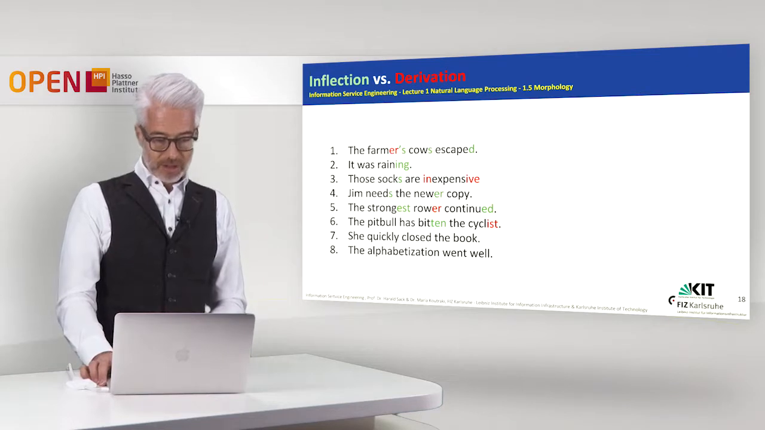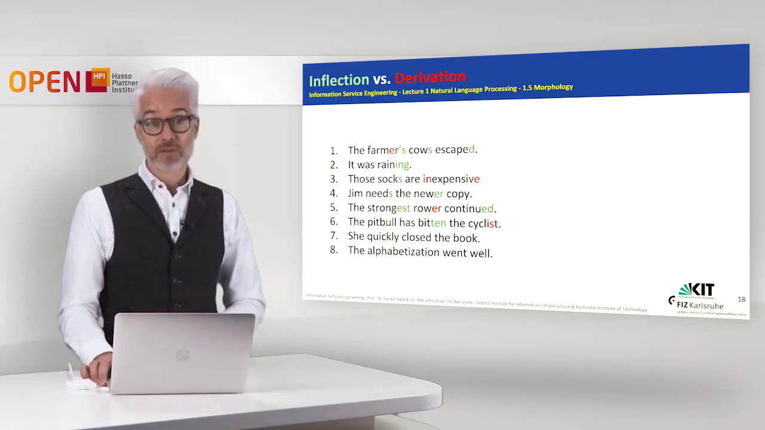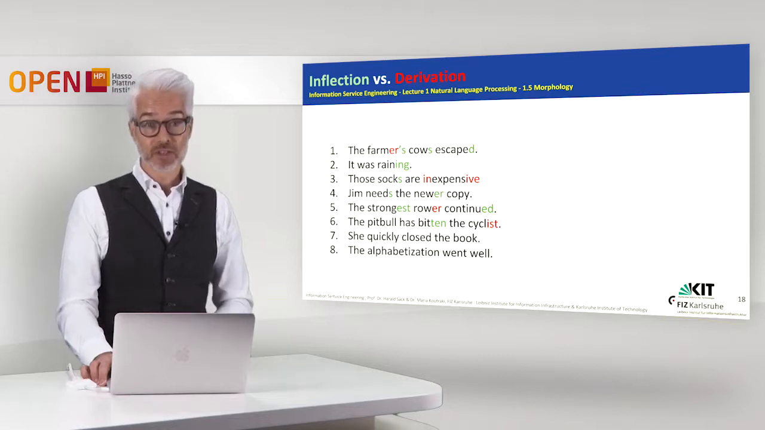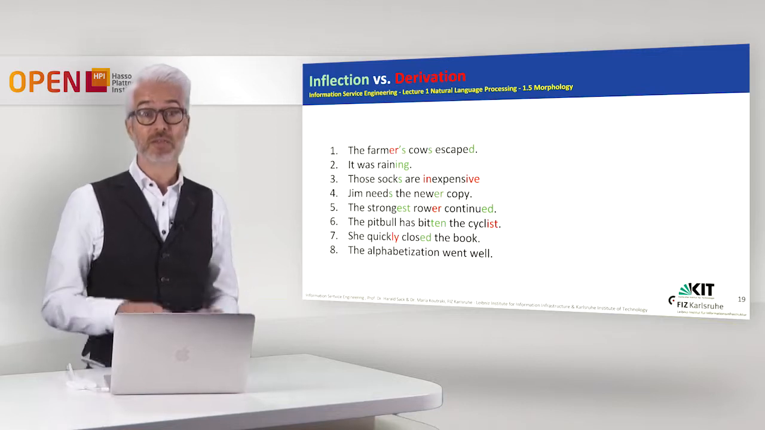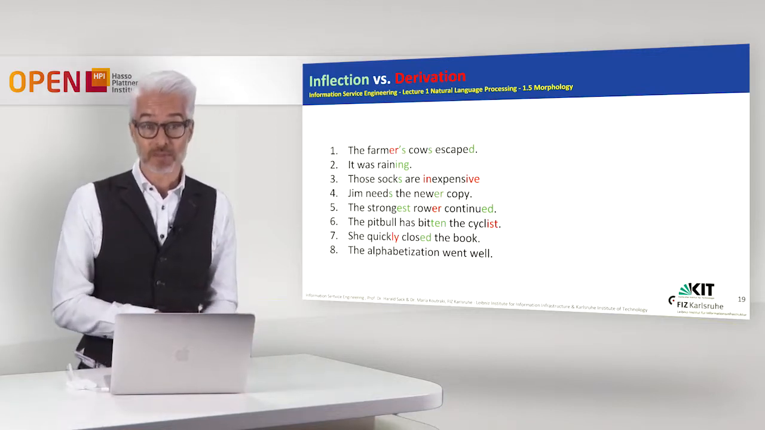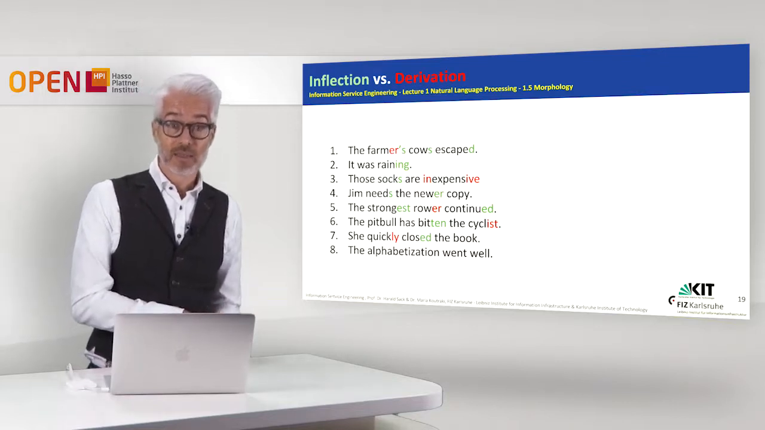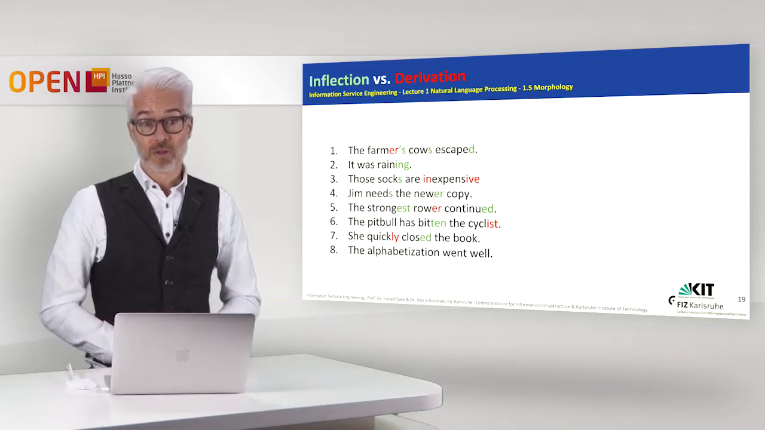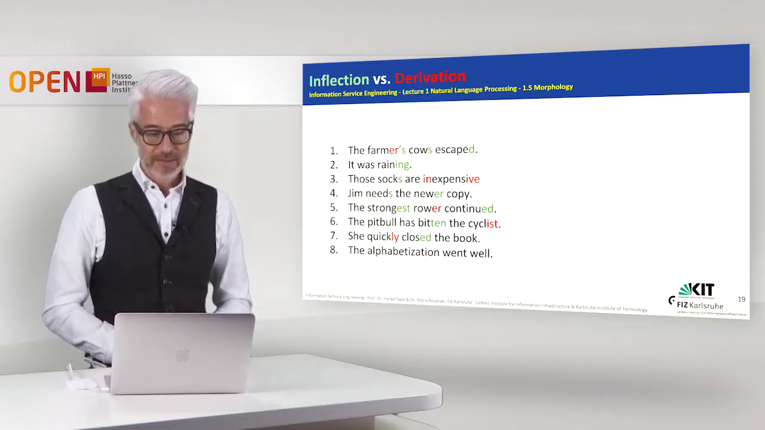Then number 7, she quickly closed the book. So we have quick, and we make an inflection. Is it an inflection? No, it's a derivation. So we have an adjective, and from this adjective we are creating an adverb. And we have quick and then quickly. And close, simply for the verb close, we turn it into past tense, therefore it's inflection.